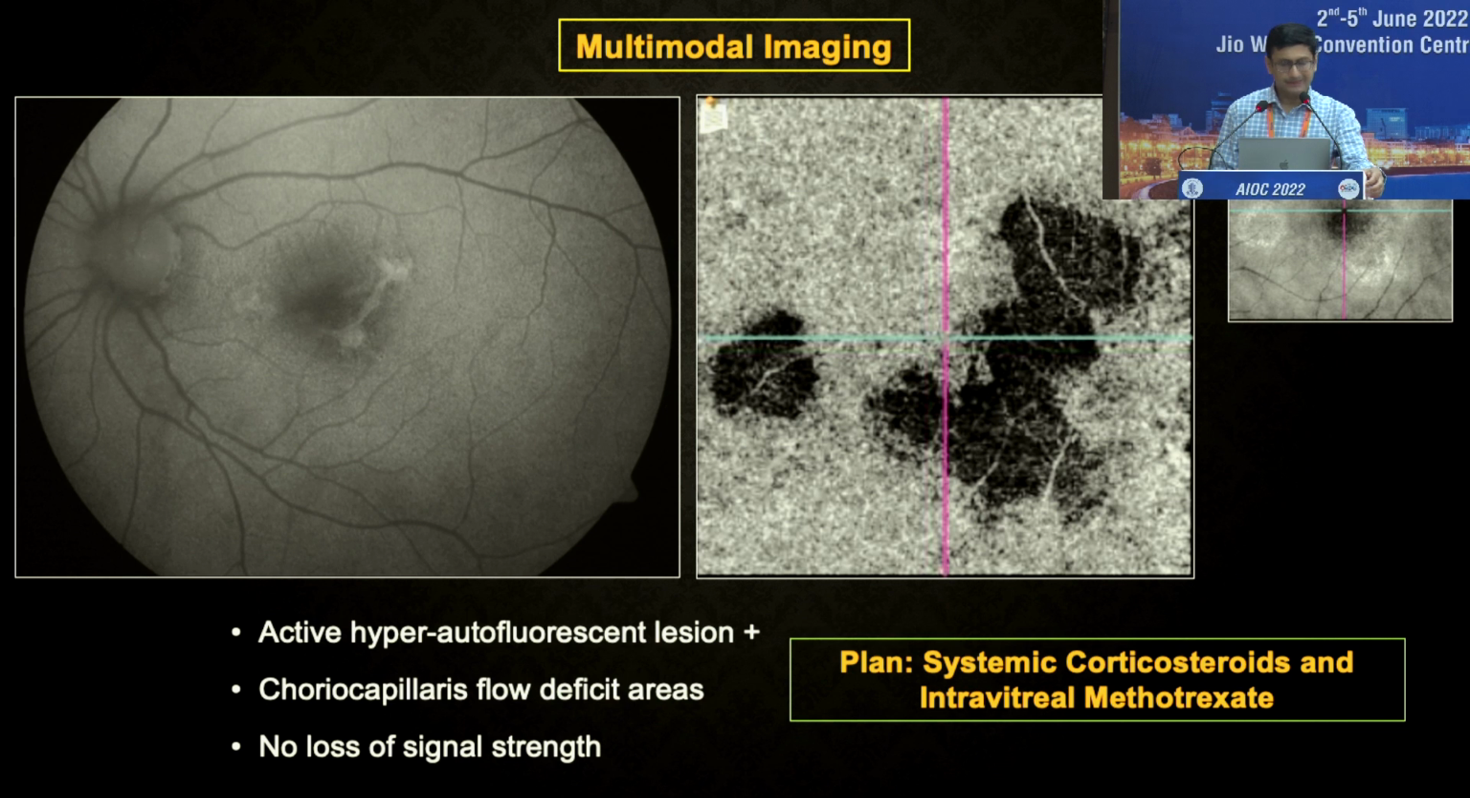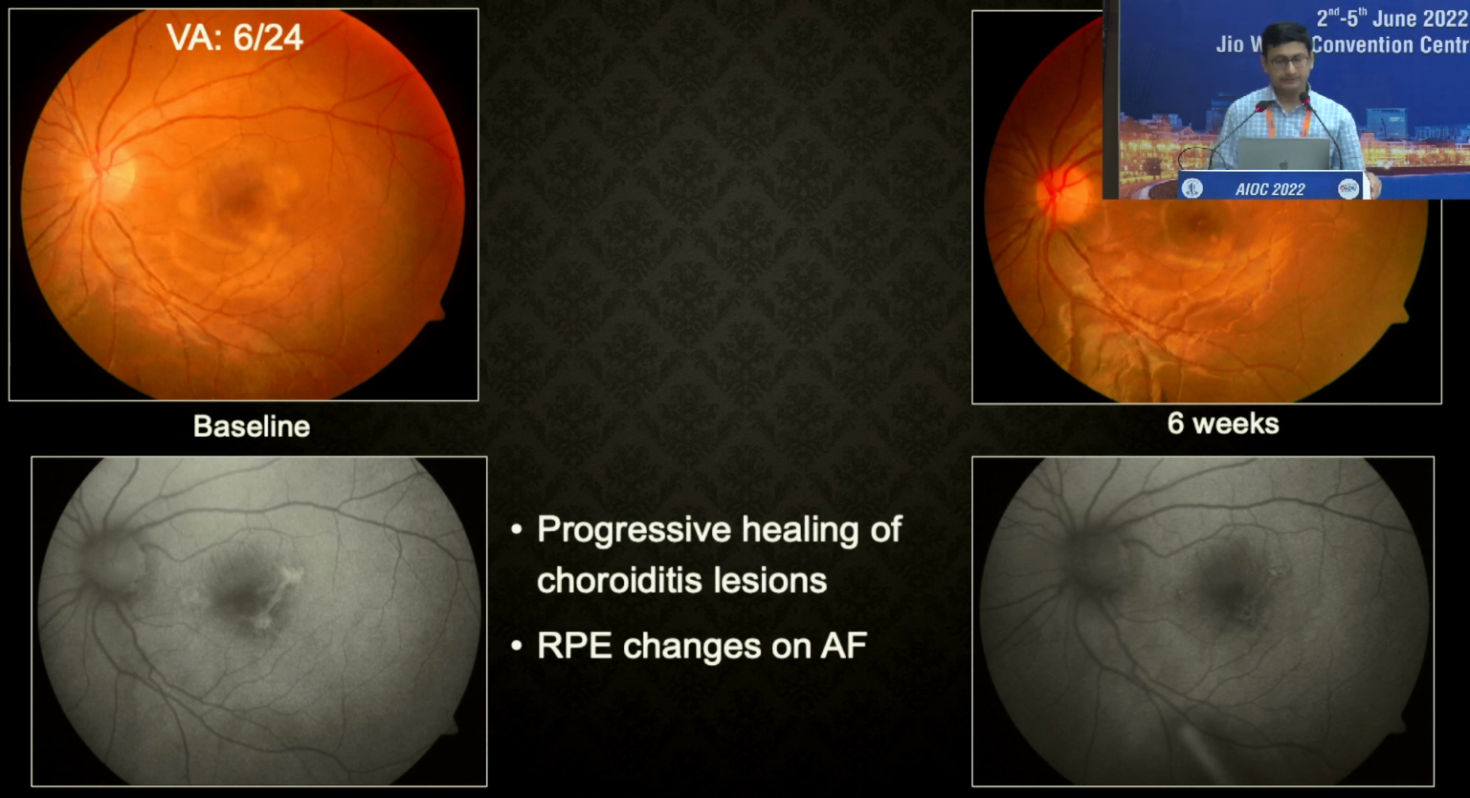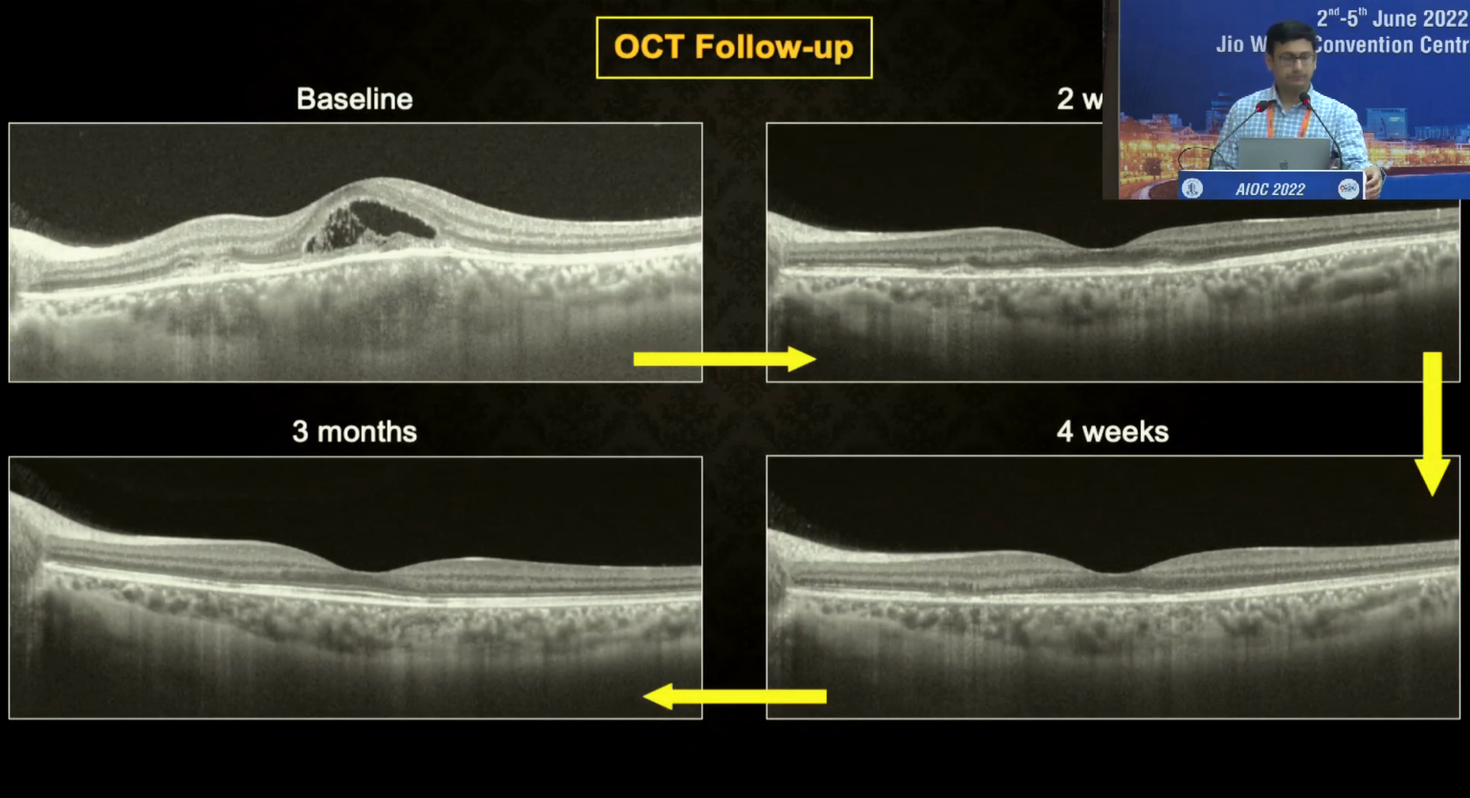And you can see here that the OCT angiography shows you the characteristic hyporeflectivity, the autofluorescence shows you hyperautofluorescence in the center. And so along with intravitreal methotrexate, this patient did very well. And at 6 weeks, you can see the autofluorescence is completely clear. And what impressed me most was that the RPE was completely intact on autofluorescence. And the OCT again, it shows you complete normalization of all the layers.